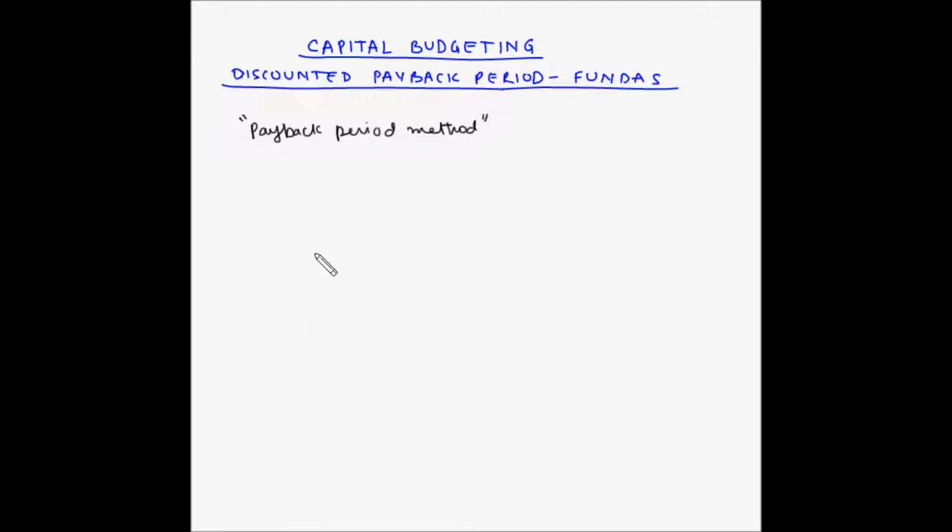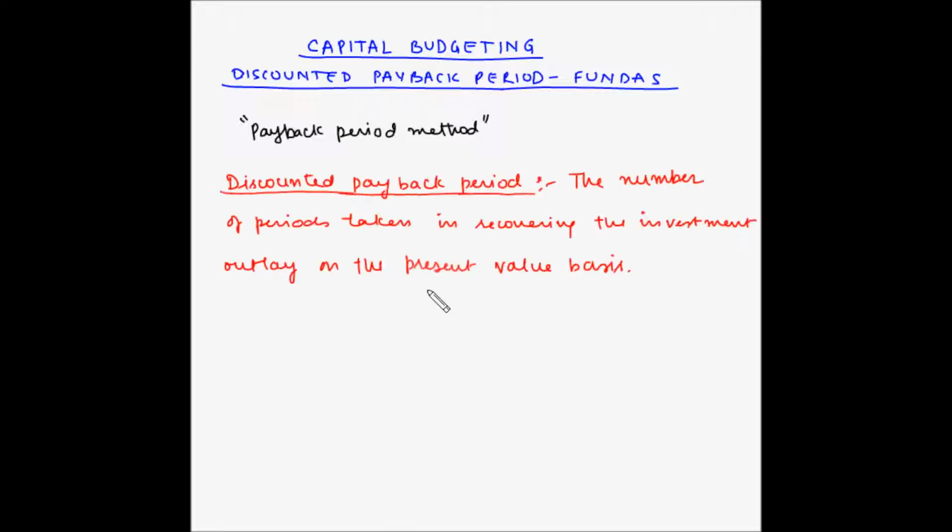Hence, another method known as the discounted payback period method was formulated. This method is similar to the regular payback period method, except that the expected cash flows are discounted by the project's cost of capital. So the discounted payback period is defined as the number of periods taken in recovering the investment outlay on the present value basis. So let us understand this in detail.